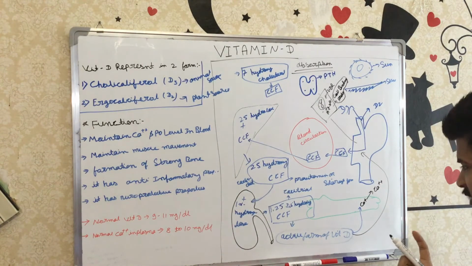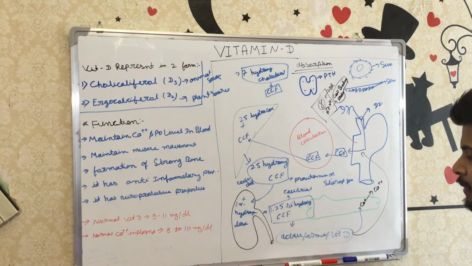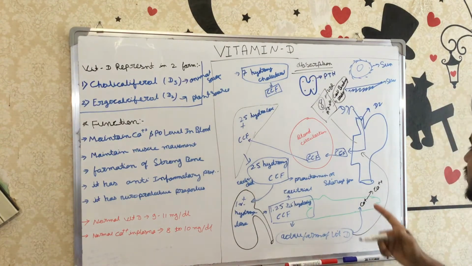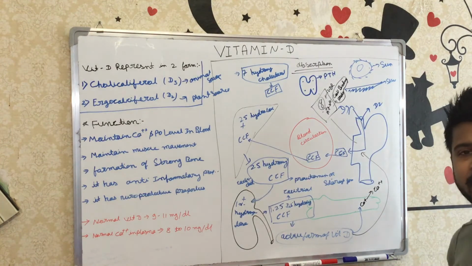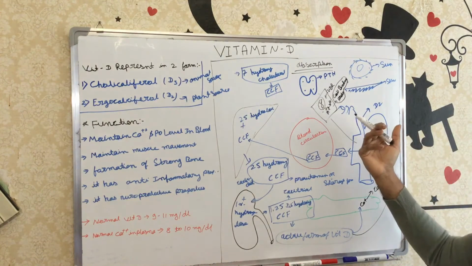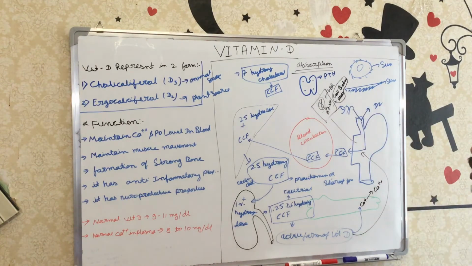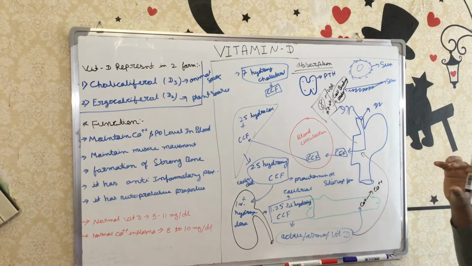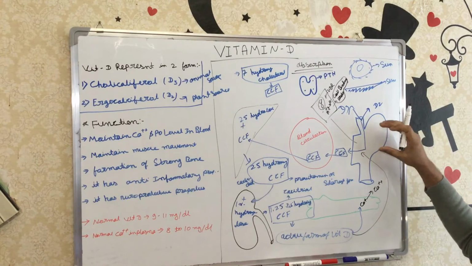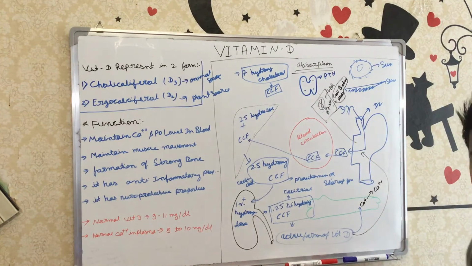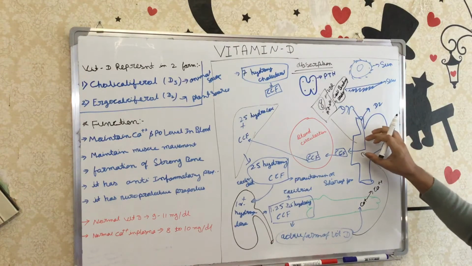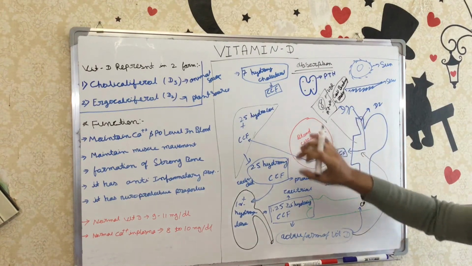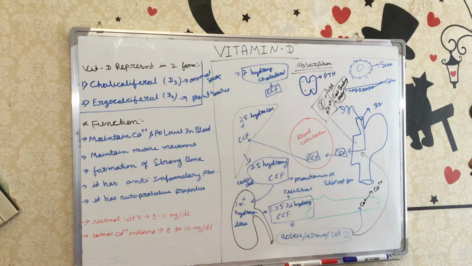So the first function: in the bone it releases calcium by stimulation of osteoclast. Second function: it goes to the GIT mucosa, stimulates the DNA, and by the help of messenger RNA produces calcium binding protein. The function of calcium binding protein is that a lot of calcium will be absorbed from the diet in the intestine and secreted into the blood to compensate the calcium level.